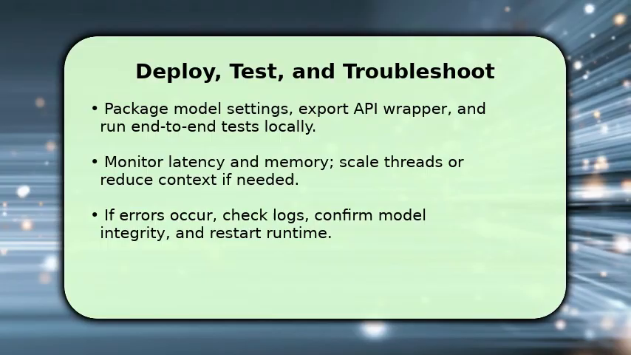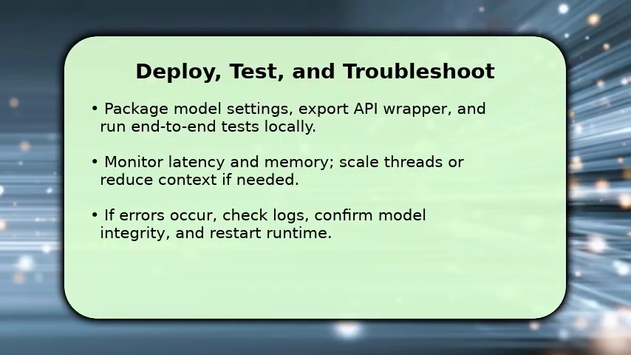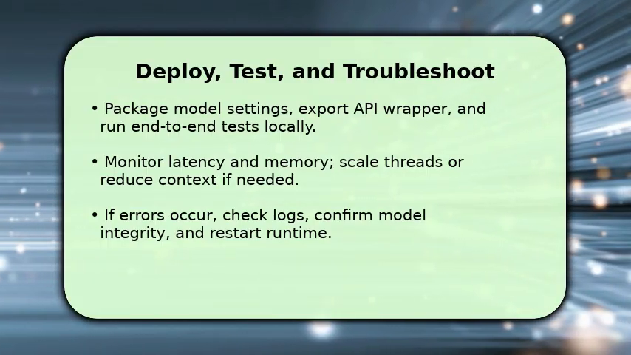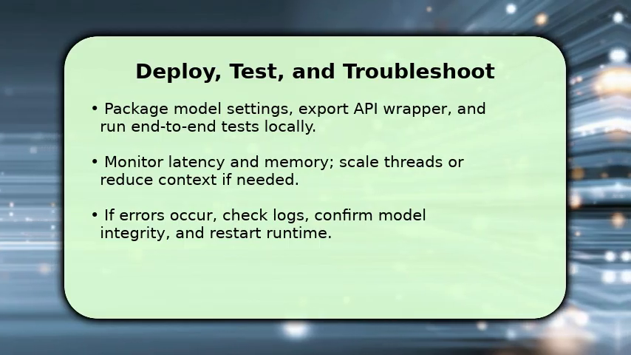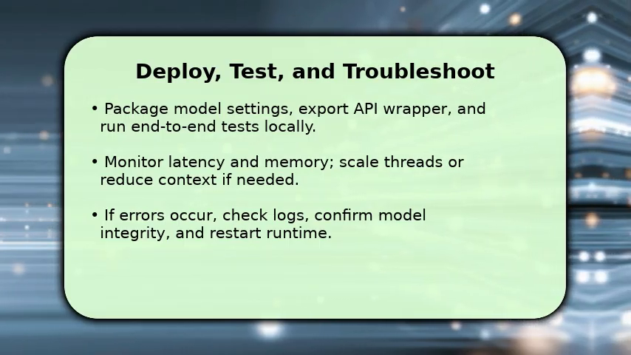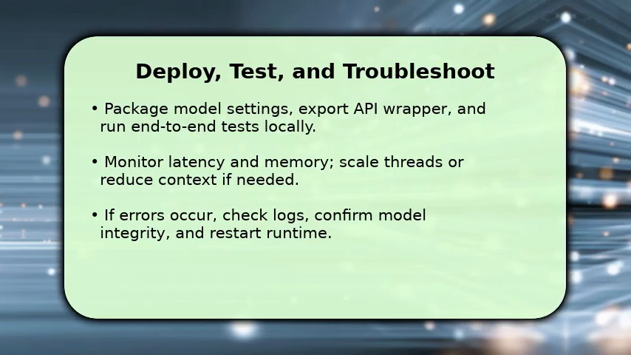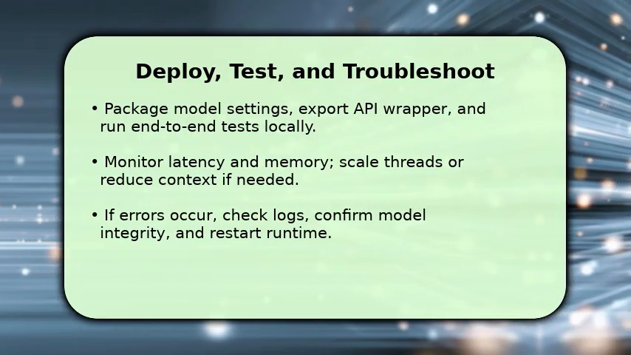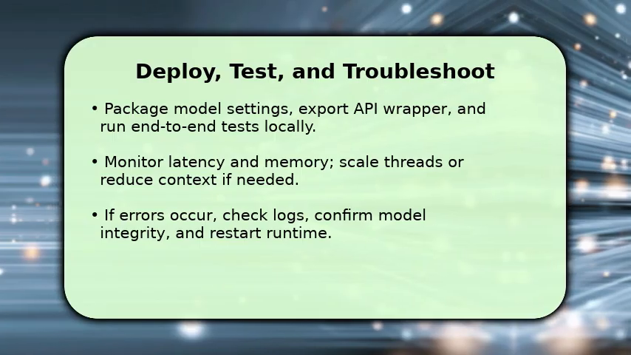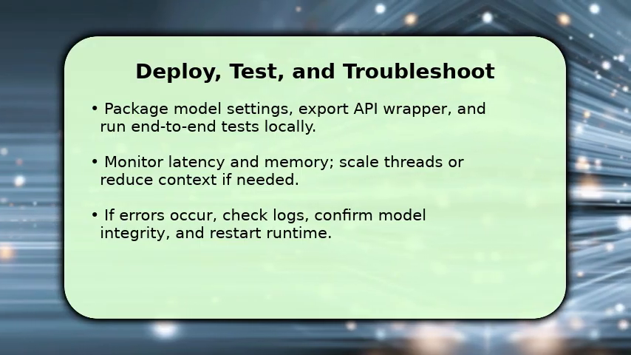You finish by packaging your API wrapper and running end-to-end tests to confirm the model integrates with your application. Once done, measure latency and memory. Make sure to scale threads or lower context length if performance lags. Deploy locally or to your chosen host, and validate inputs and outputs across edge cases.